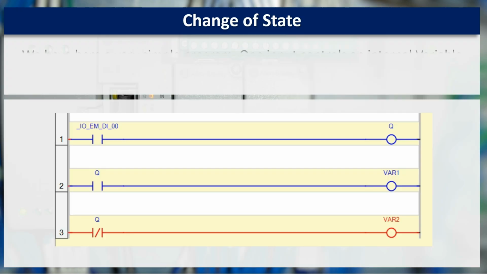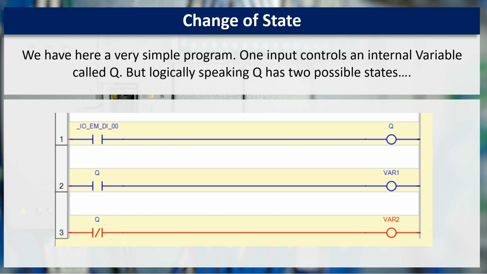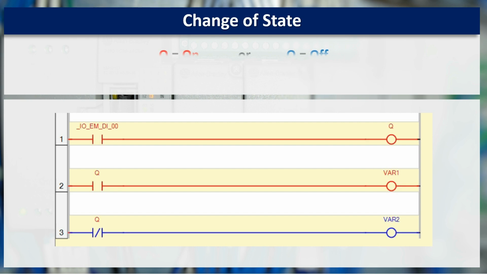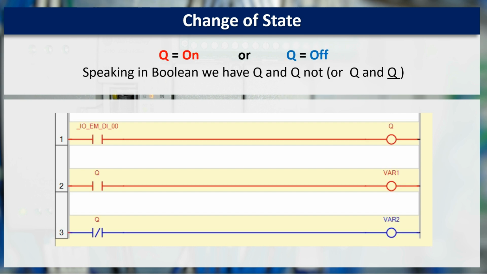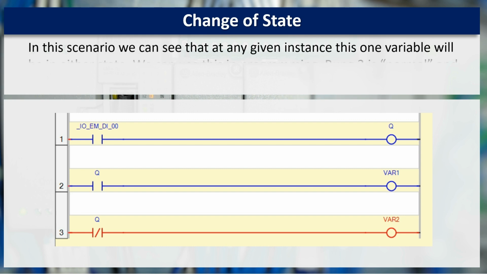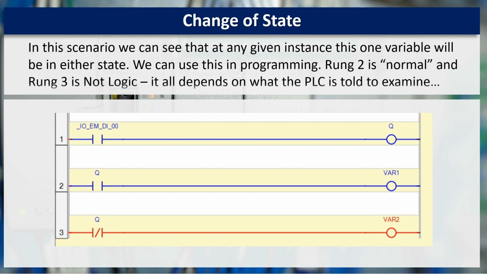We have here a very simple program. One input controls an internal variable called Q. But logically speaking, Q has two possible states, Q on or Q off. Speaking in Boolean, we would say Q and Q not. In this scenario, we can see that at any given instance, this one variable will be in either state. We can use this in programming.